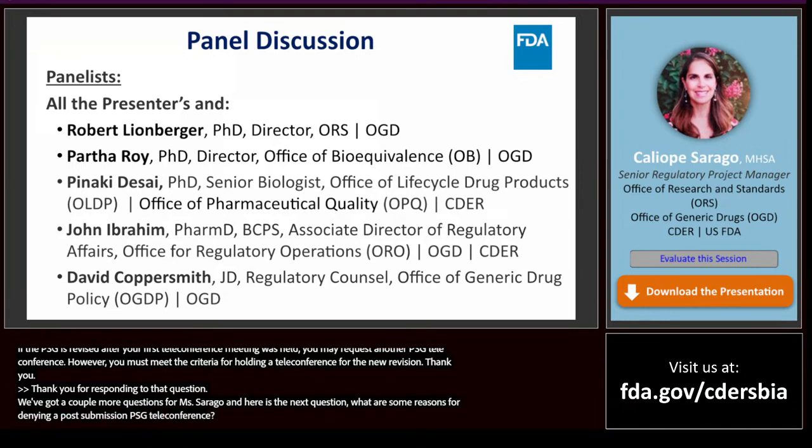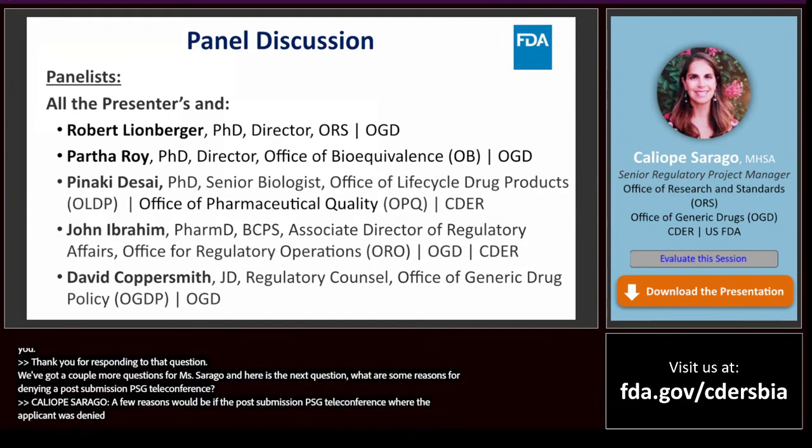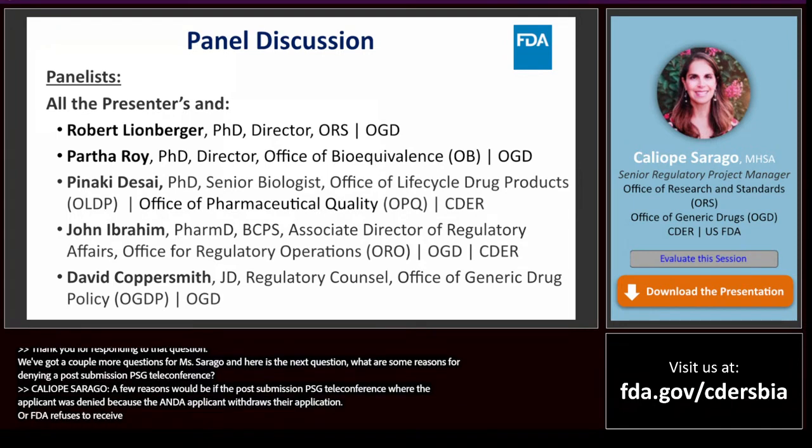A few reasons would be if the post-submission PSG teleconference where the applicant was denied because the ANDA applicant withdraws their application, or FDA refuses to receive their ANDA application. Those would be a couple examples. Thank you.